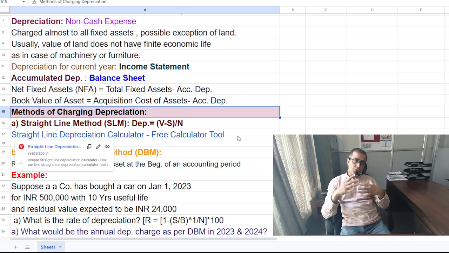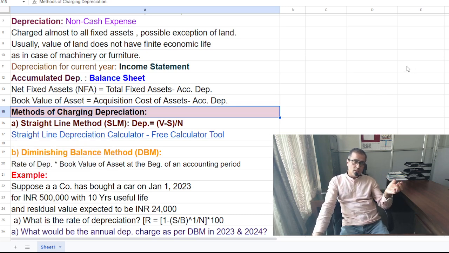We have different approaches of estimating the depreciation, like straight line approach, diminishing balance method, production unit approach, double declining balance method. Today I will be just discussing two approaches here. One is called straight line approach, and next one is called diminishing balance method.